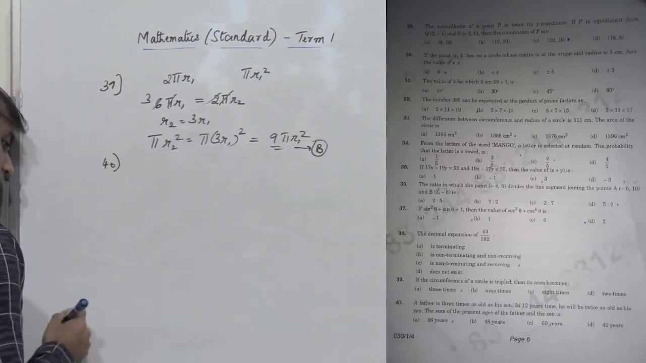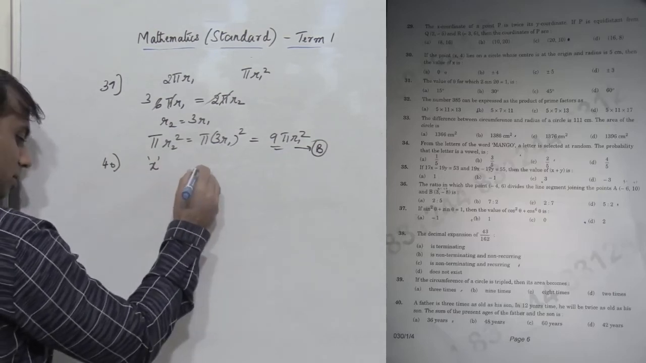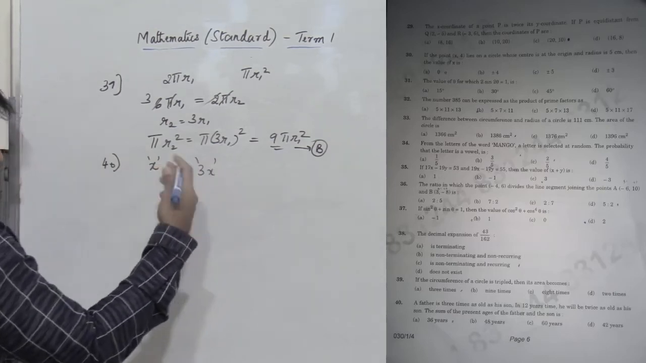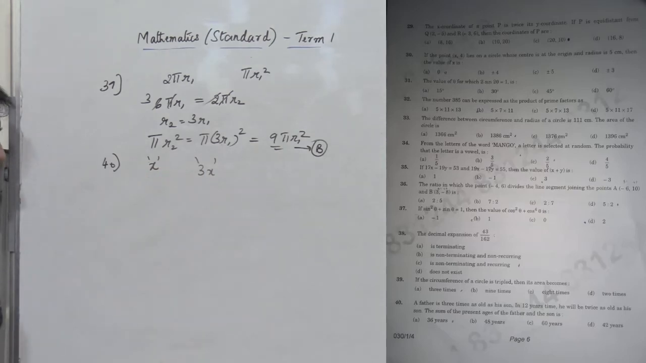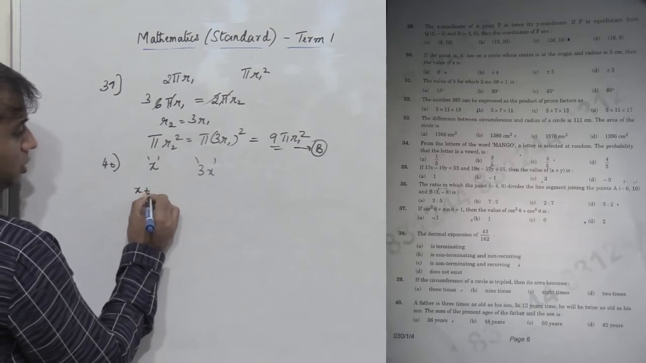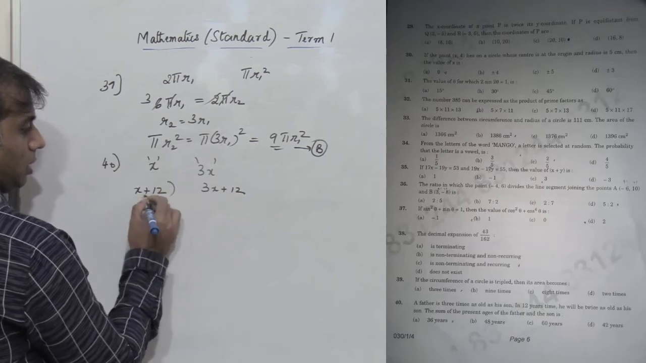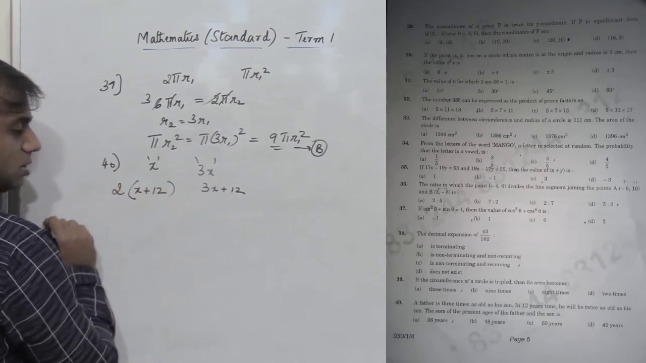40. The current age of the son be x, the father's age is 3x. So the father is 3 times the son's age. And 12 years hence, he'll be twice. So after 12 years, the son's age will be x plus 12, father's age will be 3x plus 12, right? So the father will be twice the son's age.